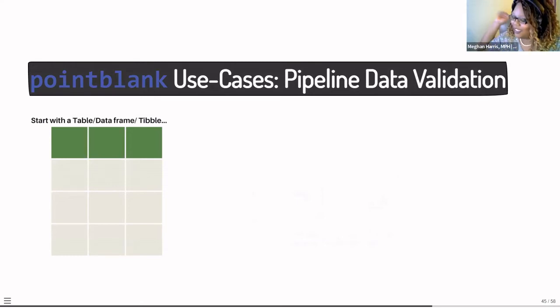Okay, so what if we don't care about reporting? What if we already got these crazy pipelines and we already got our own reports? We don't need that. So if you don't need any of that, this section is for you. So the second workflow is pipeline data validation. It's similar to the other method, right? So we would start with a table, a data frame.